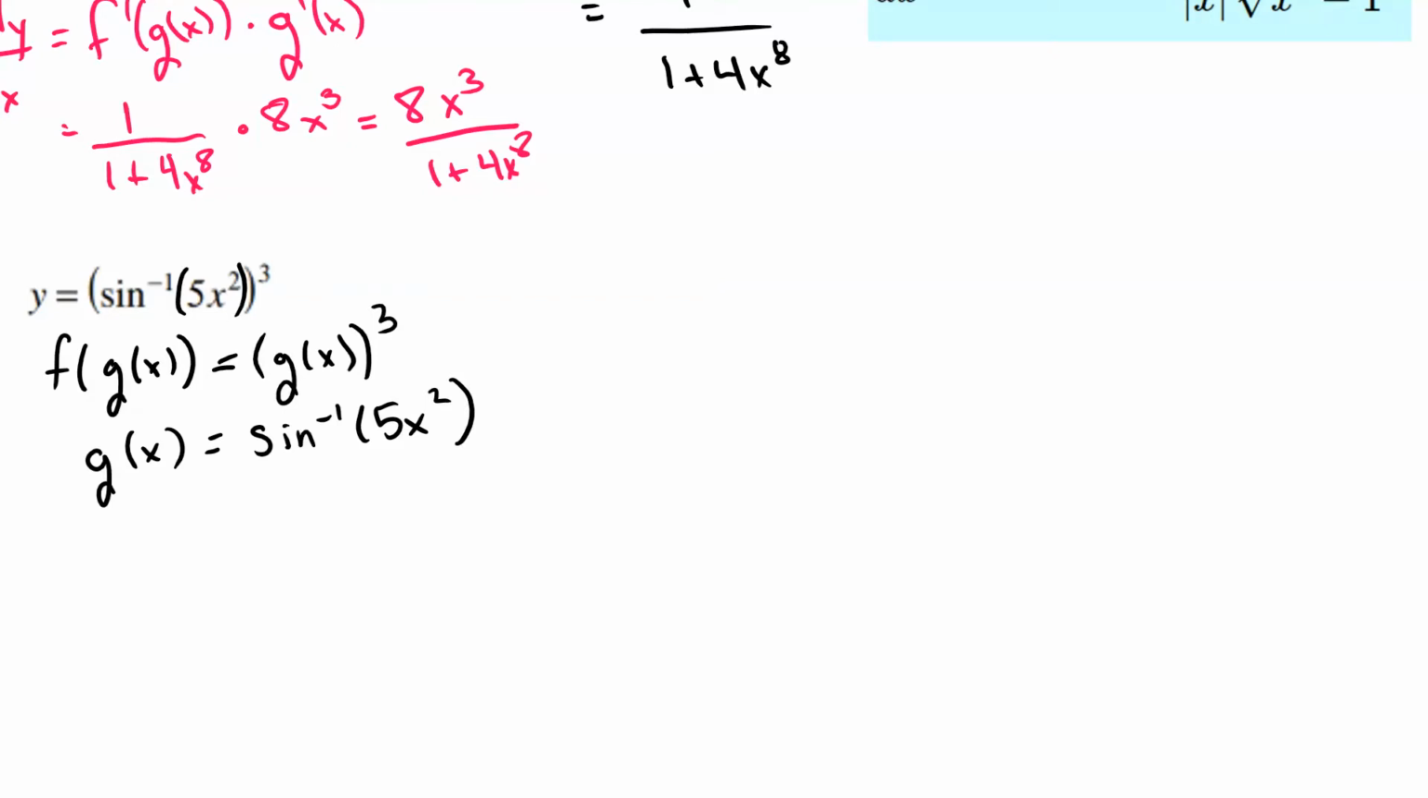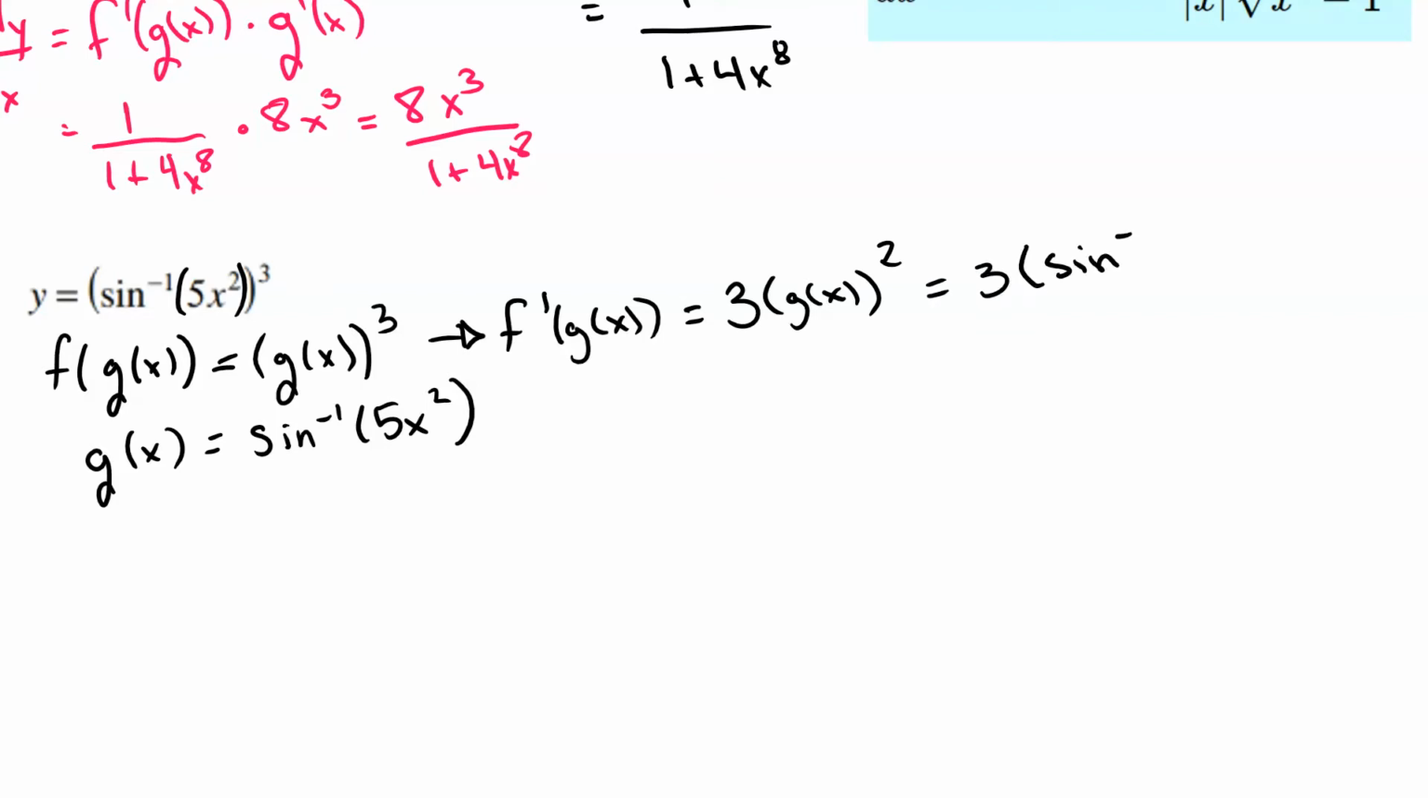And the second one is where it's going to get complicated. So we've got the derivative of this that we can do now. So I've got 3 g of x squared, and g of x is that inverse sine of 5x squared, squared. All right, so we're good with that piece.